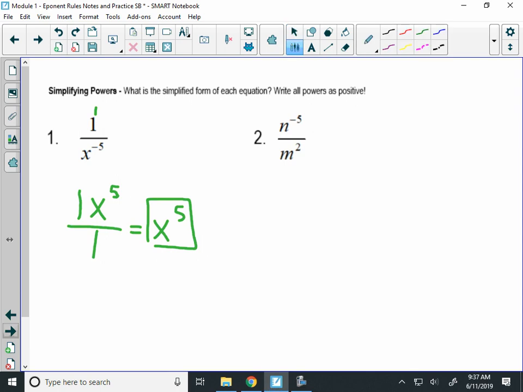Number 2, Mr. M in the denominator is happy. The n is not because it has a negative exponent. So the m stays put on the bottom. The n comes to the denominator, changes to a positive exponent, and I have to replace him with a 1 in the numerator. And that would be it.